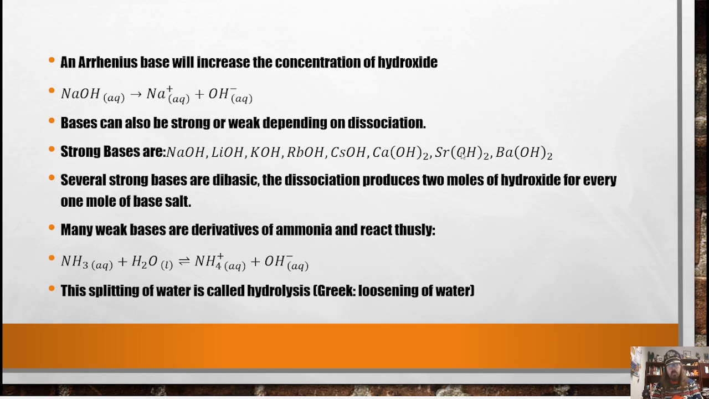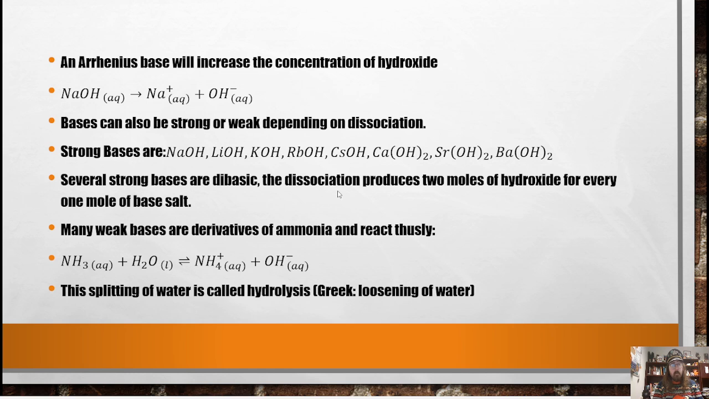Now, these last 3 are dibasic, meaning every time you dissolve 1 molecule of calcium hydroxide, it produces 2 hydroxide ions. So 1 mole of calcium hydroxide produces 2 moles of hydroxide. And so we have to take that into account when balancing chemical reactions.